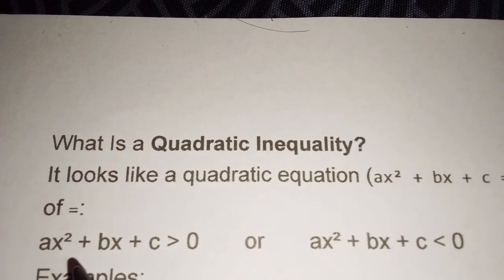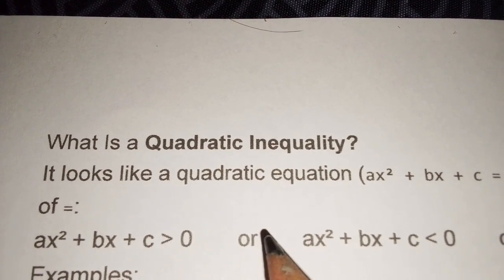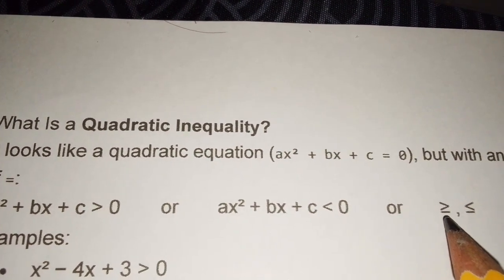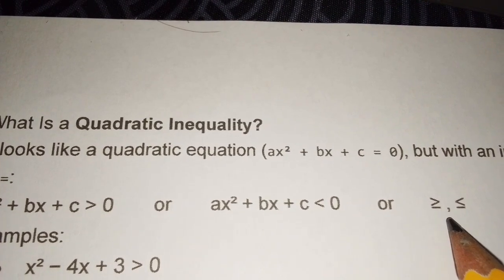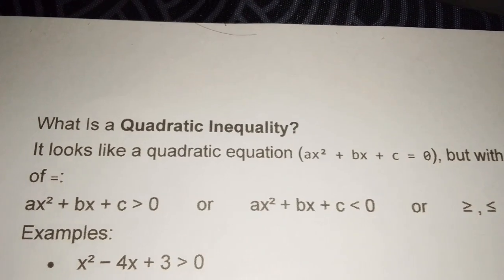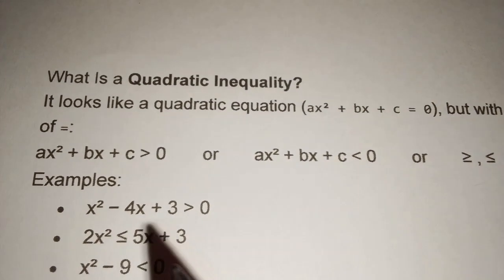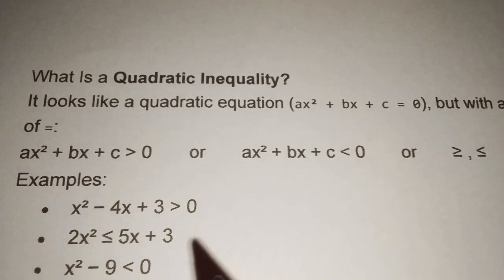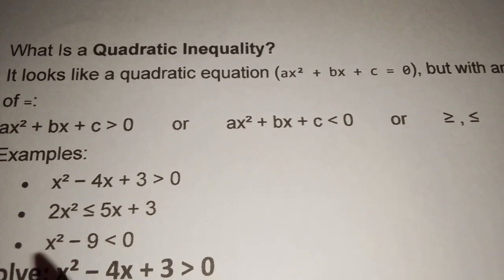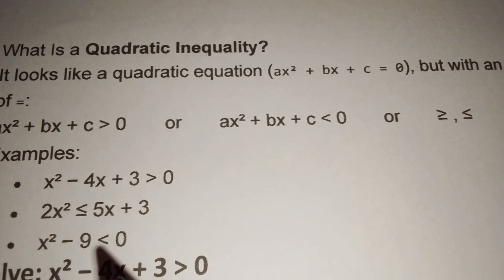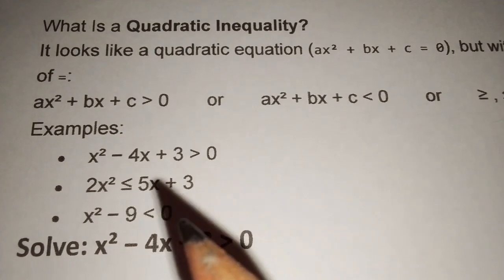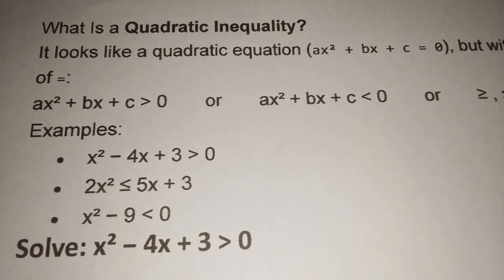So, ax squared plus bx plus c is greater than 0, or ax squared plus bx plus c is less than 0, or the greater than or equal, or less than or equal symbol. For example, x squared minus 4x plus 3 is greater than 0, 2x squared is greater than or equal to 5x plus 3, then x squared minus 9 is greater than 0. So let's try to solve these three examples.